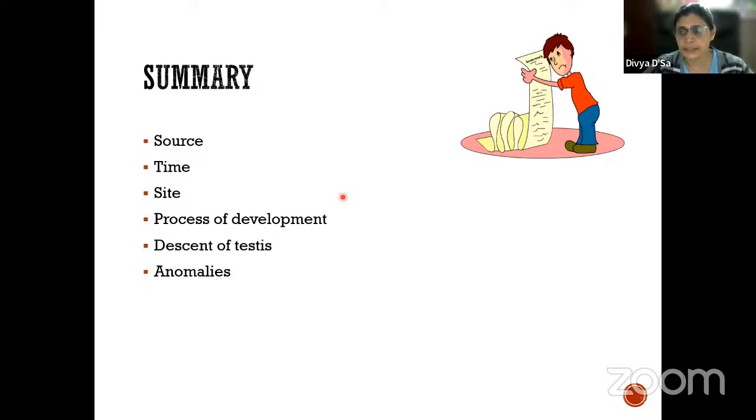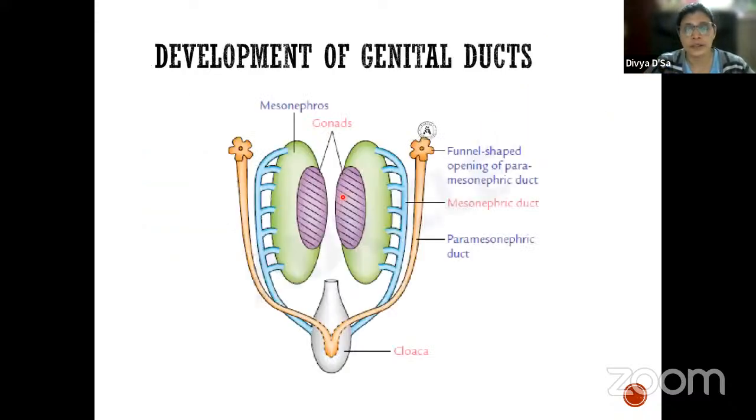So the site is the posterior wall of the coelomic cavity. Okay, posterior wall. For the process of development, you will talk about the indifferent stage and the definitive stage, then descent of the testis, and mention the anomalies. Then the development of the ducts. Okay, development of genital ducts.